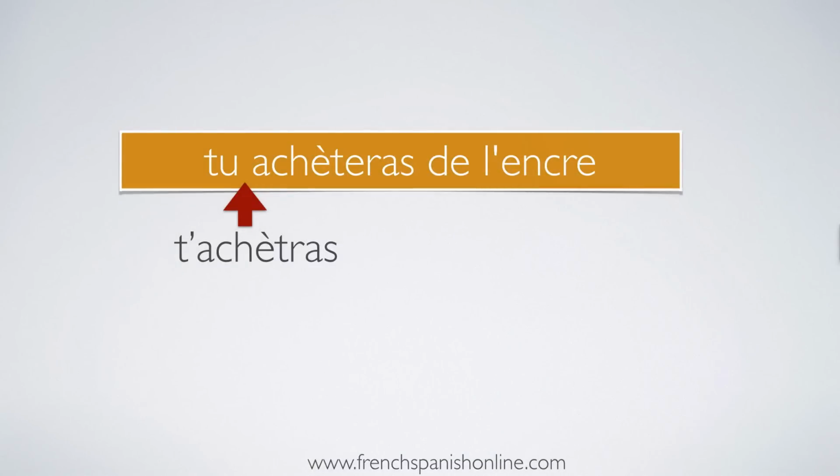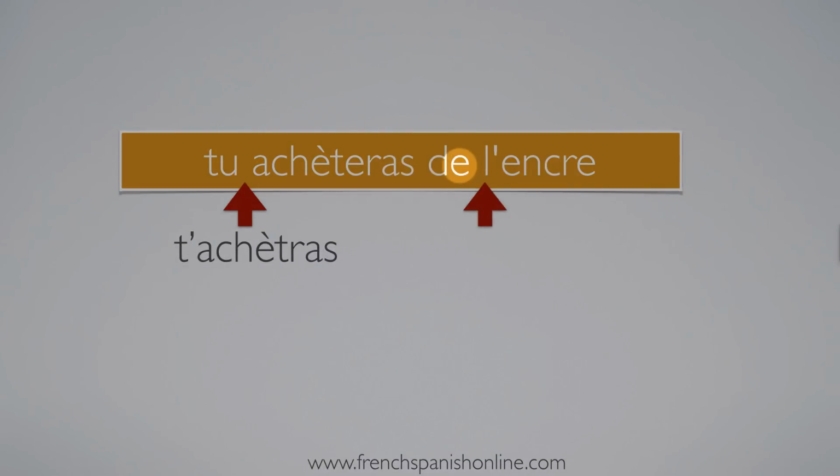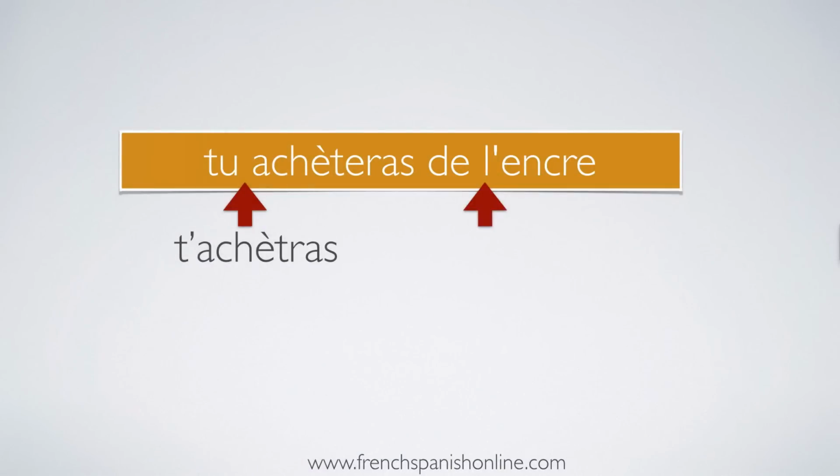T'achèteras, and we've got another one here because of the second E of the word de. So instead of de l'encre, we say d'l'encre. So the whole sentence is t'achèteras de l'encre. Try it, please. T'achèteras de l'encre. Again.